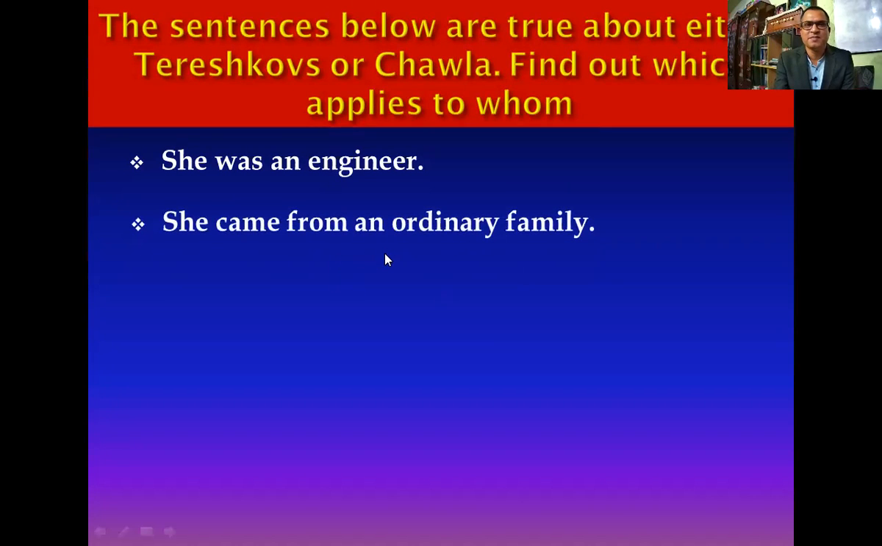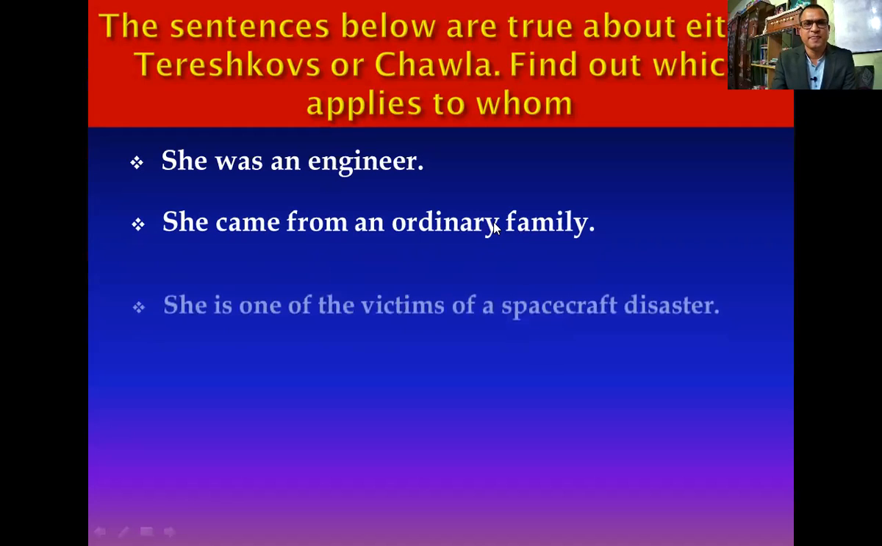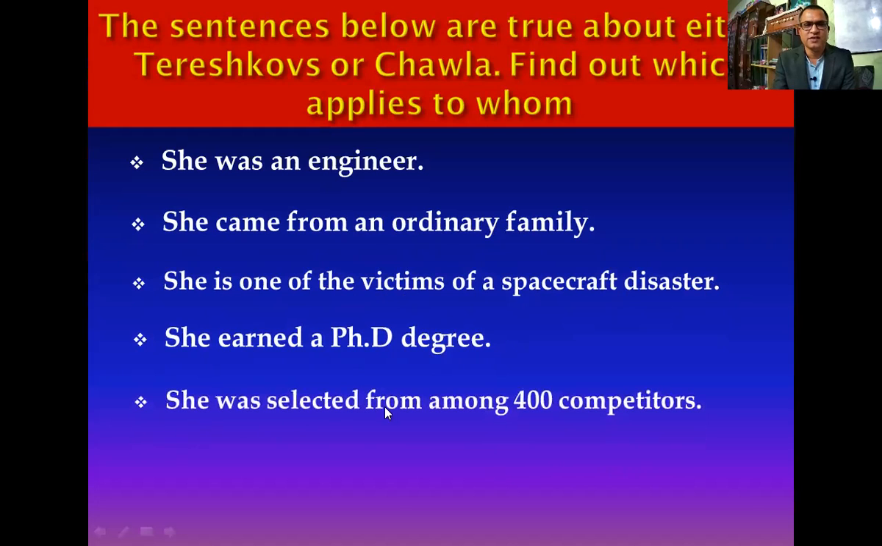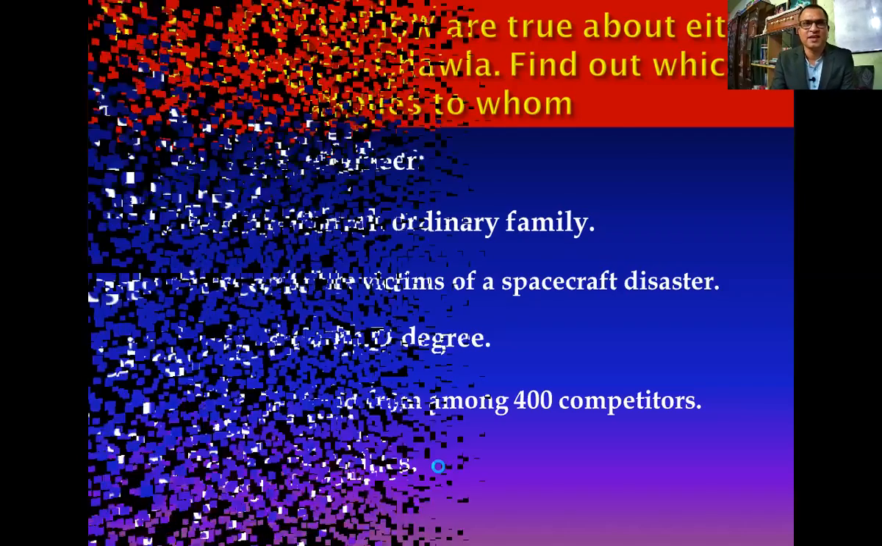Now, she came from an ordinary family. Is it Kalpana Chawla or Valentina Tereshkova? This is true for Valentina Tereshkova. Now, she is one of the victims of a spacecraft disaster. This is true of Kalpana Chawla. She earned a PhD degree: Kalpana Chawla. She was selected from among 400 competitors. This is true for Valentina Tereshkova. And she was involved in politics. This is Valentina Tereshkova. Okay? Thank you.